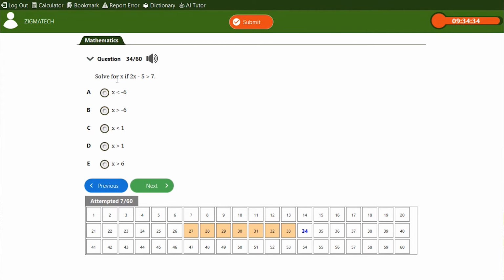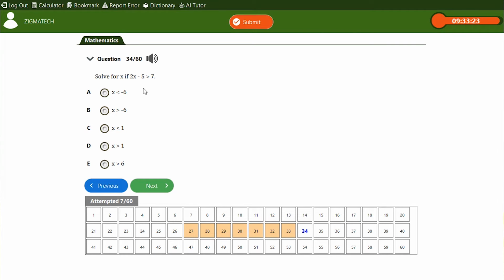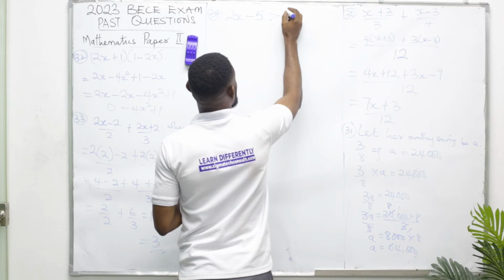34. Solve for x if 2x minus 5 is greater than 7. What is the range of values of x? All right, so let's solve for x. So 34 says solve for x if 2x minus 5 is greater than 7.